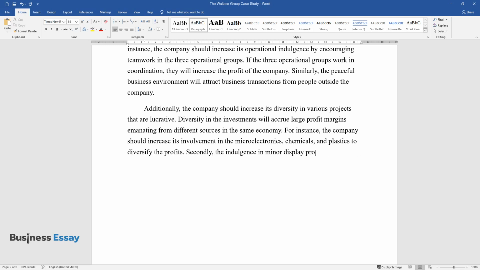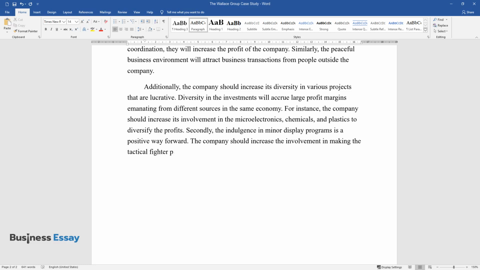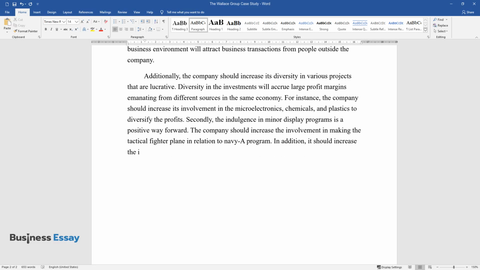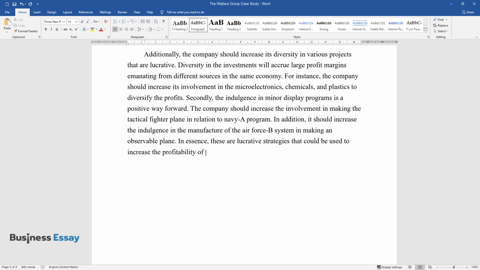Secondly, the indulgence in minor display programs is a positive way forward. The company should increase the involvement in making the tactical fighter plane in relation to Navy A program. In addition, it should increase the indulgence in the manufacture of the Air Force B system in making an observable plane. In essence, these are lucrative strategies that could be used to increase the profitability of the company.